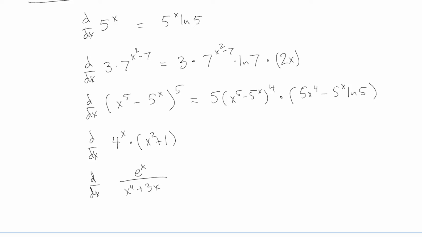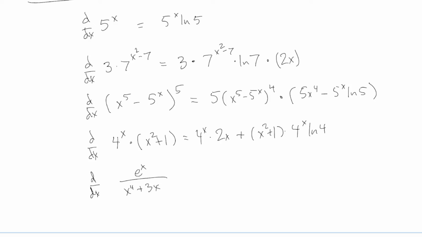All right. The next one is a product. So you got to do the product rule. 4 to the power x is the first part, and x squared plus 1 is the second part. So doing the product rule, it is the first part, 4 to the x, times the derivative of the second part, which is 2x, plus the second part, x squared plus 1, times the derivative of the first part, which would be 4 to the x ln 4. That's from the formula for exponential functions. That's what you got.